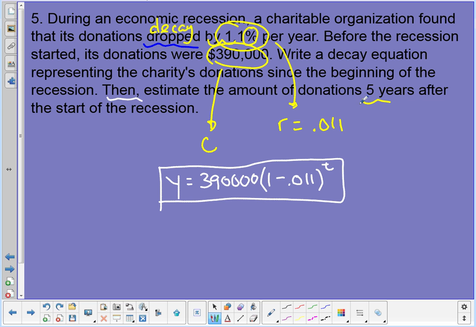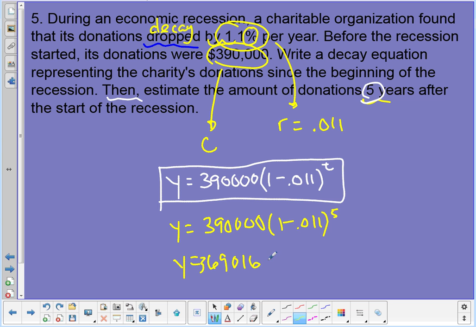Then I want to estimate the donations after 5 years. So that's y equals 390,000 times 1 minus 0.011 raised to the 5th power, and when I typed that into my calculator, I got 369,016.7376.